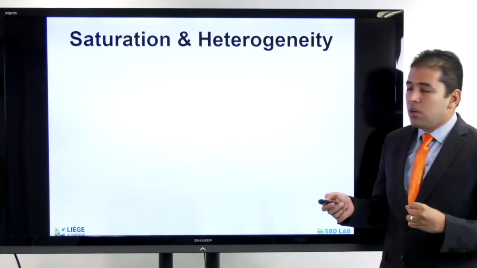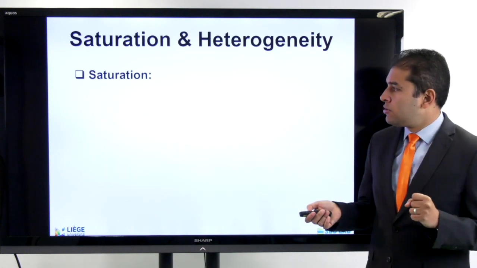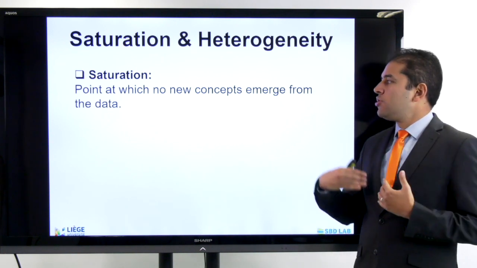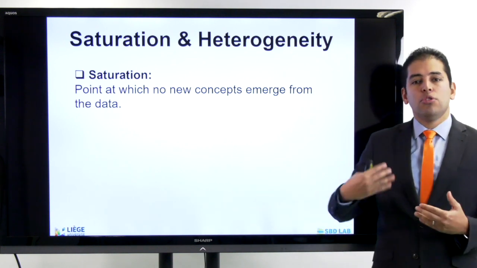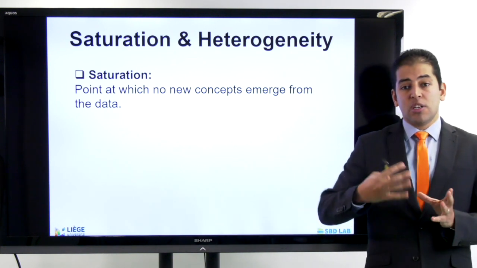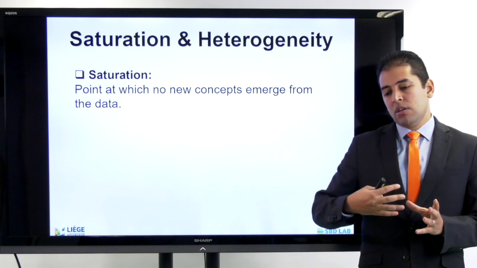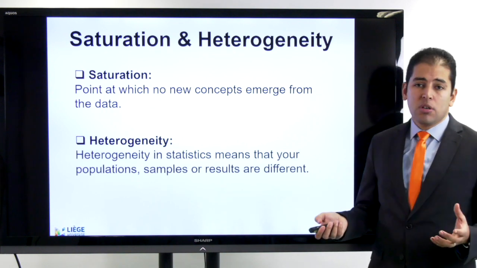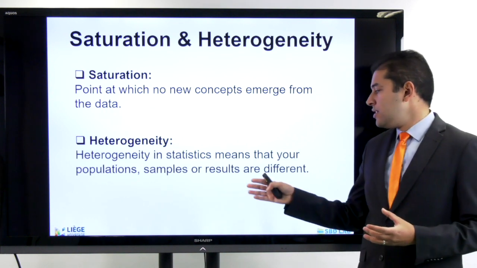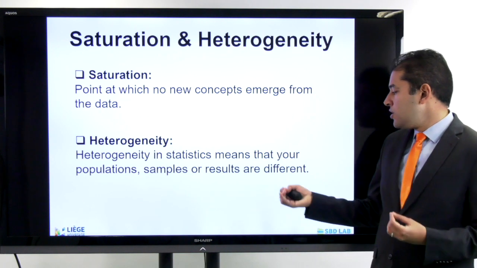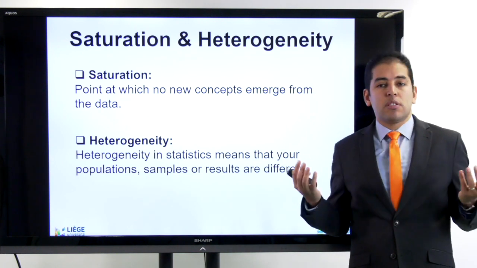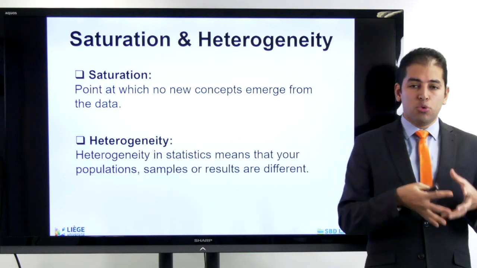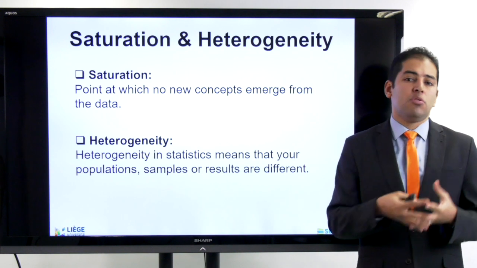Don't forget saturation and heterogeneity as 2 important terms when it comes to sampling. Saturation is the point at which no new concept emerges from the data. So I should stop with my focus group discussions when I reach saturation. Heterogeneity depends on the context, but heterogeneity in statistics means that your population sample or results are different. It depends on your context. If you are doing a research where you are looking at heterogeneity, then when you recruit people, you make sure that they are represented in a heterogeneous way.